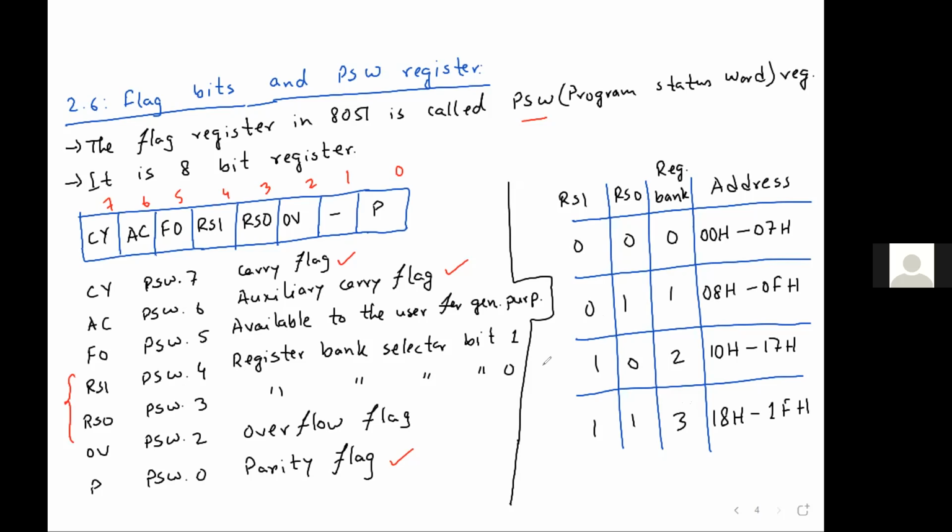Say for example, you have chosen this bank. So you have given RS1 1 and RS0 contains 0. So in that case, you can access bank 2. That means you can access this memory location from 10H up to 17H. These 8 bytes of memory location can be accessed by you when you have chosen register bank 2. Okay, so if there is any question in this page, you can ask.